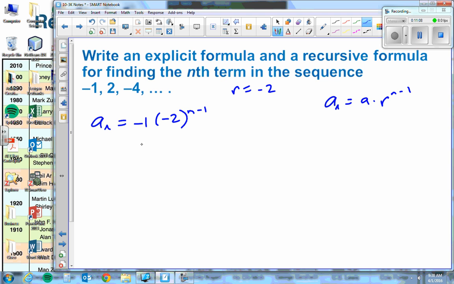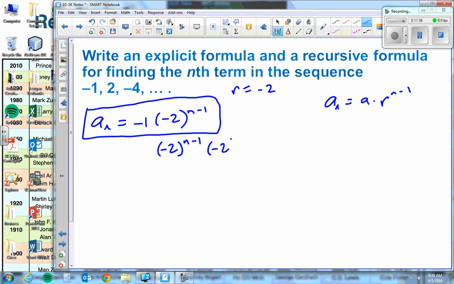Now listen, there's our explicit formula. Once again, it's just the first term times r to the power of n minus 1. I want to use this explicit formula to be written 2 ways. Okay? And so, it'd be nice if the exponent wasn't n minus 1. So, here's what we're going to do. If I were to multiply this power form by this power form, write that down.